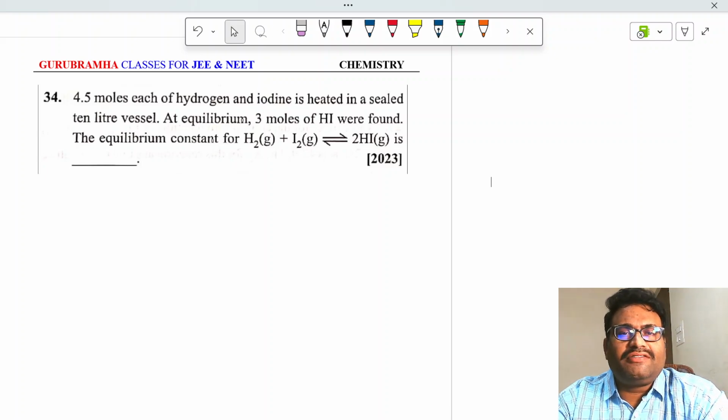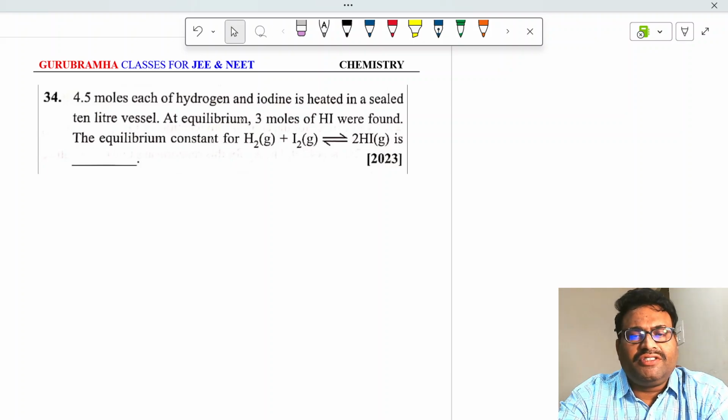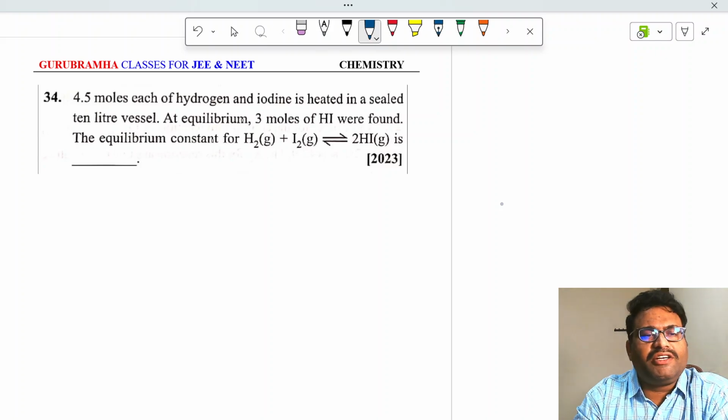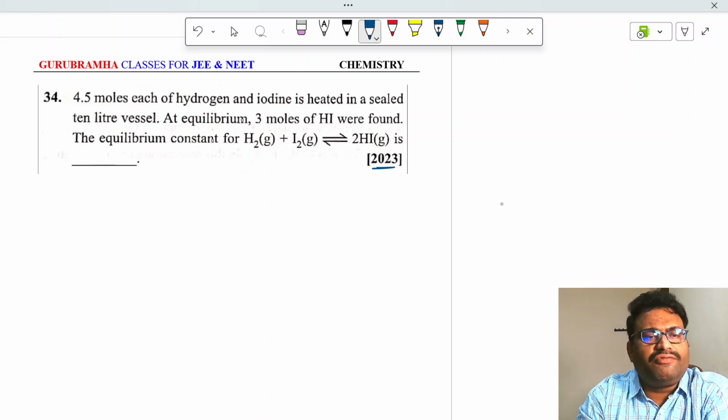We are in the chapter Chemical Equilibrium. In this session, we are going to solve some PYQ on equilibrium constant Kc. Okay, let's start. So let us see, here is a question which is asked in 2023. Let us see that question.